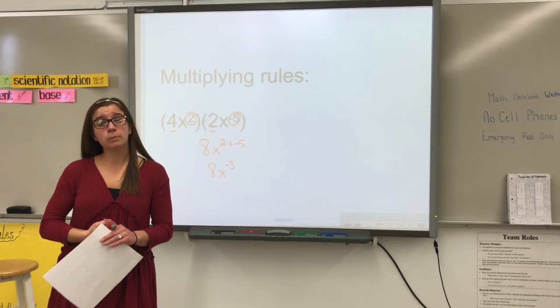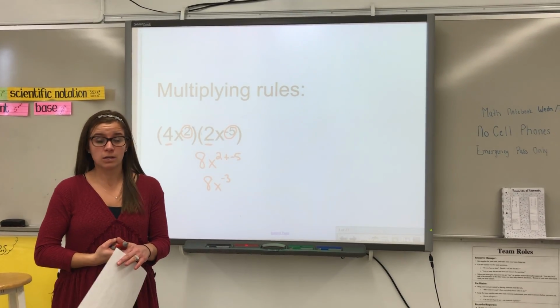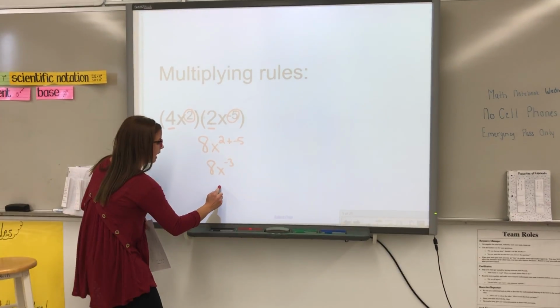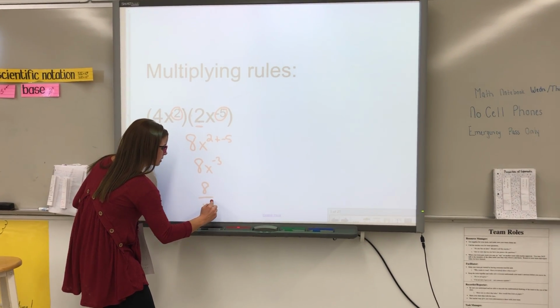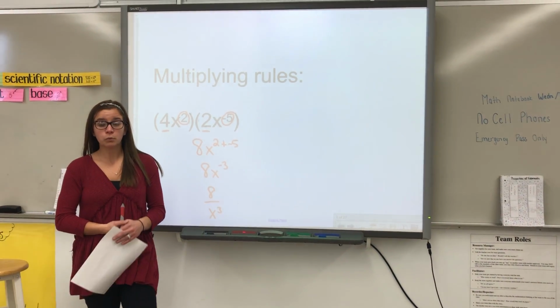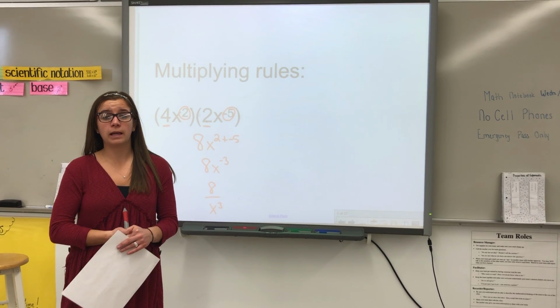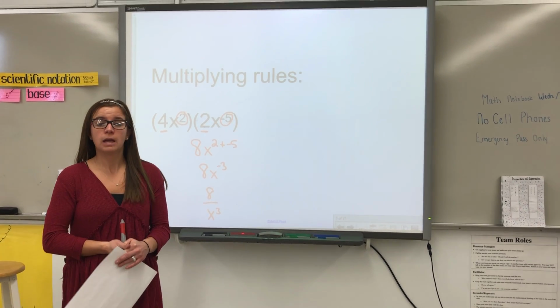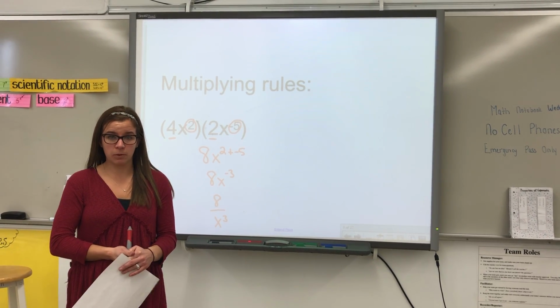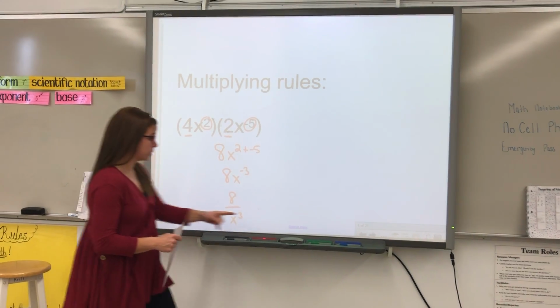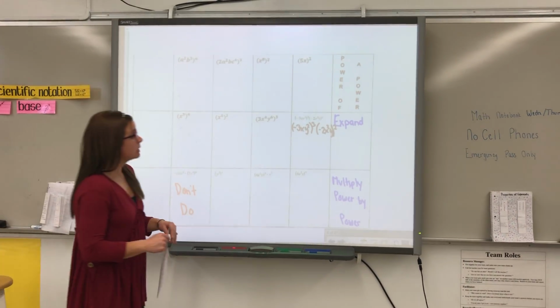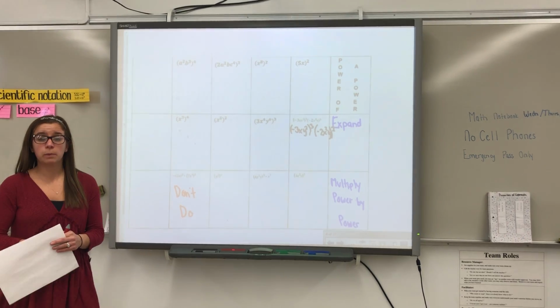Now we're not done because remember, you can't leave negative exponents. So I'm going to rewrite this as 8 over x cubed. Remember, the rule when multiplying exponents and the bases are the same: keep the base, add the exponent. Our new rule for today is going to be anytime there's a power to a power.